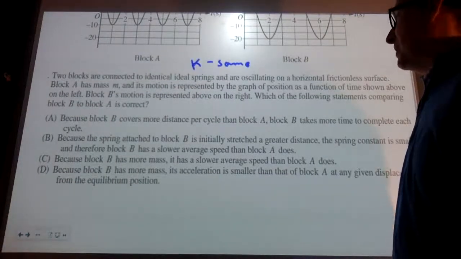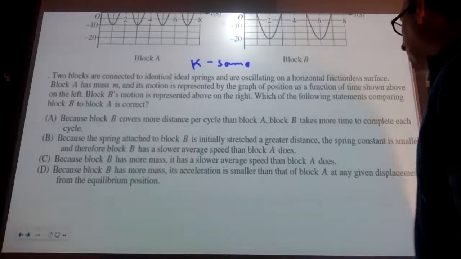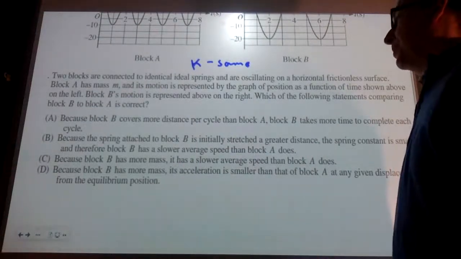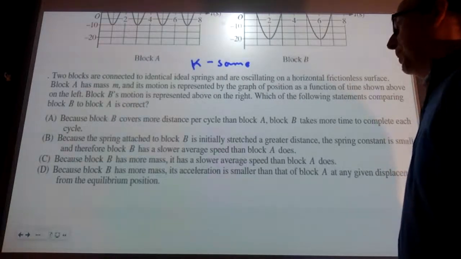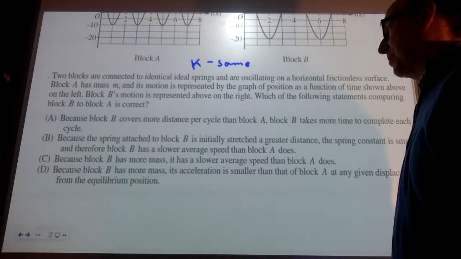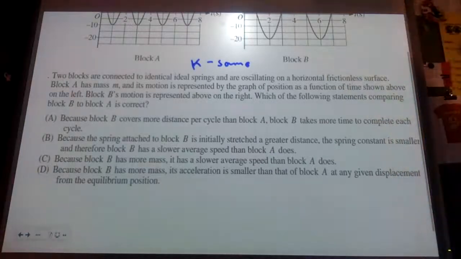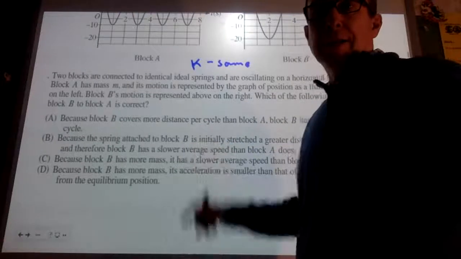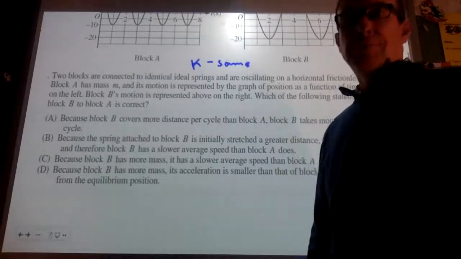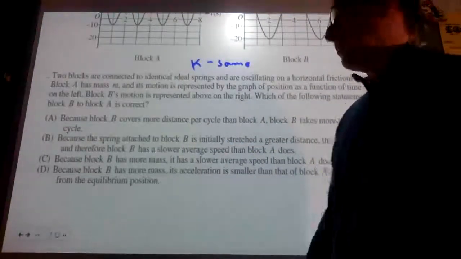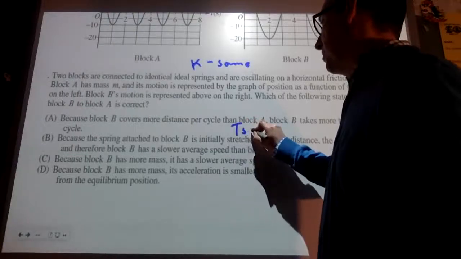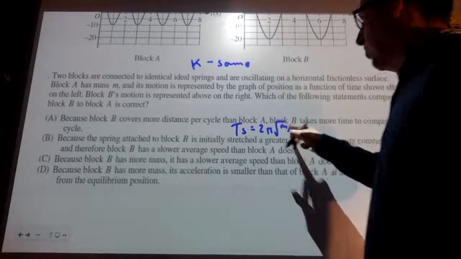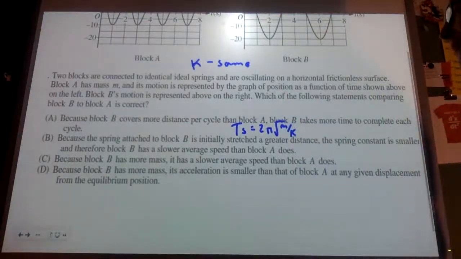Block B covers more distance per cycle than block A. Block B takes more time to complete each cycle. Because block B covers more distance per cycle, we know that that doesn't matter because displacement isn't in our formula, right? That's not something we're looking at in the formula of a mass spring. There's nowhere to put x in here, so that's not the case.